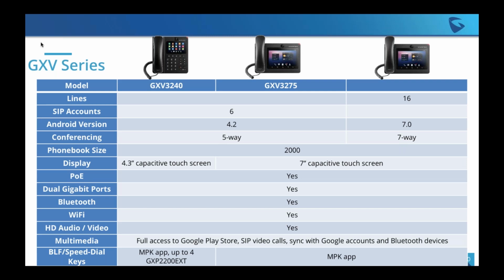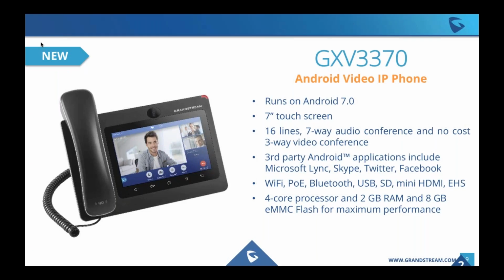3240 is going to give you a 4.3-inch touchscreen. All of these devices have touchscreens, whereas the 3370, which I've moved back to here, is a 7-inch touchscreen. It's got 5 keys below it, but the rest of it is relying on the touchscreen of the phone. Really is more or less an Android tablet with a phone and a camera connected to it. Anything else here that I missed?